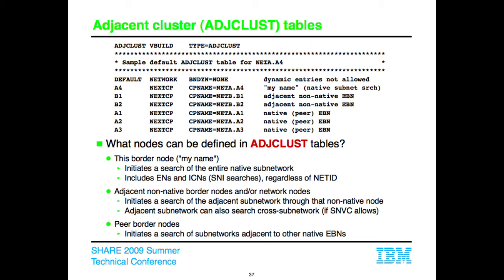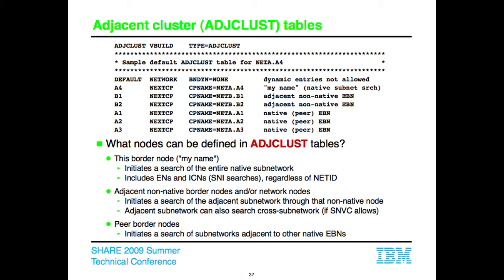So that's what the special incantation is for putting your own name in the table. It basically means that's when I search the native network. And you can either put it at the top of the table, middle of the table, or bottom of the table, wherever you like. The other possibilities for names that you can code in an adjacent cluster table are border nodes who are in different networks, but they're immediately adjacent to you. Adjacent non-native border nodes. In A4's case, he had links to both B1 and B2.